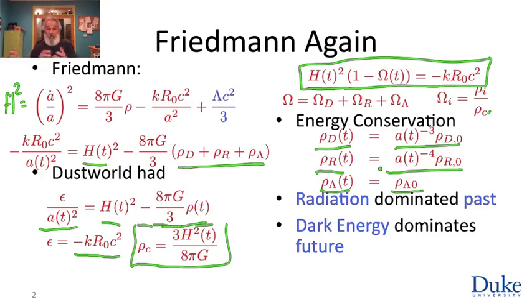Far enough into the past, on the other hand, as a of t becomes very small, the fastest growing term as a becomes small is the radiation energy density. Far enough into the past, at that very small a, the universe, no matter where you start today, will be dominated by radiation, and this is going to form the guiding light for how we describe the evolution of our universe.